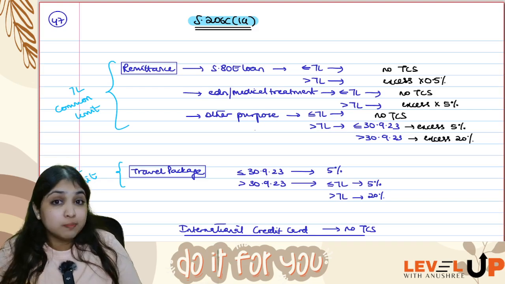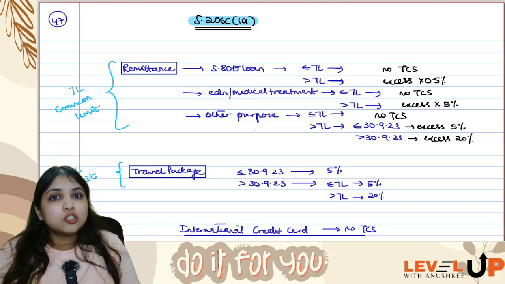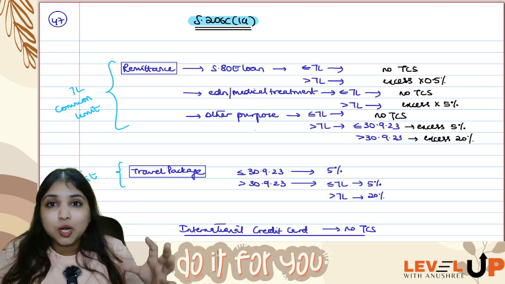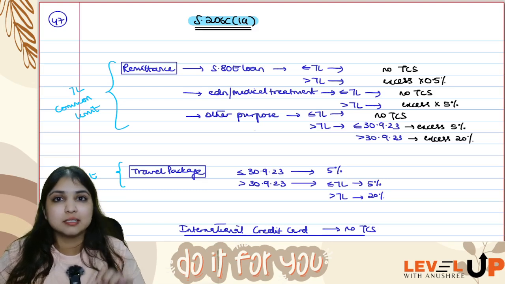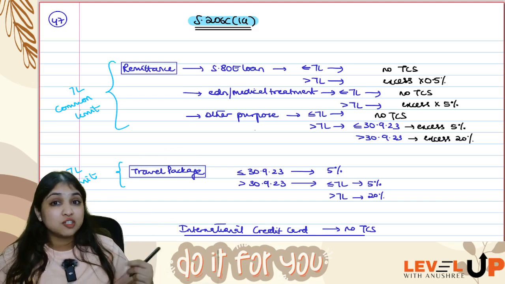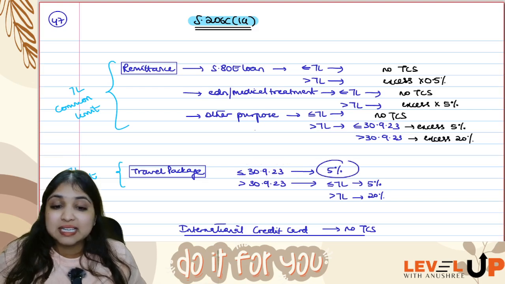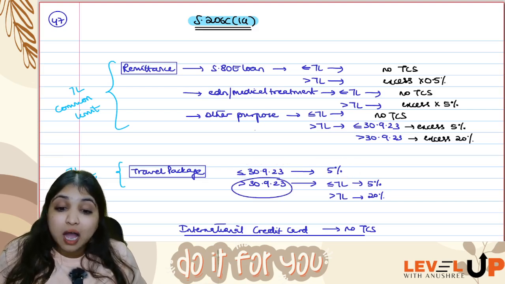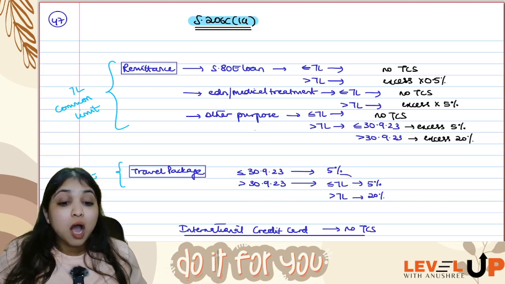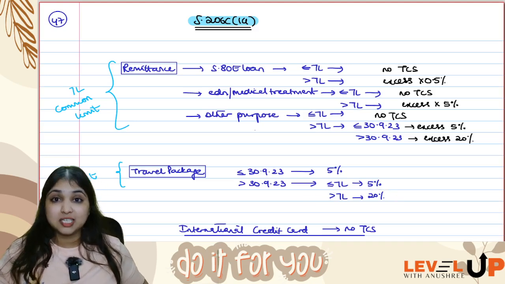Travel package means you're going to make my trip, for example, and you're not only buying a ticket to Dubai, you're also buying hotel package. So it's a tour package. You're not buying just flight tickets. You're also buying from them hotel stay package as well. So if it's an overseas travel package and overseas tour package, up to 30th September 23, the TCS rate is 5%. After 30th September 23, up to 7 lakh, the TCS rate is 5%. More than 7 lakh, the TCS rate is 20%.